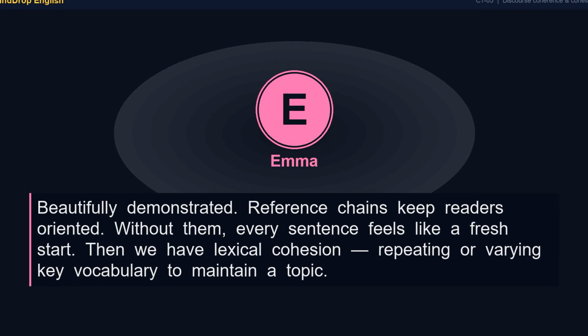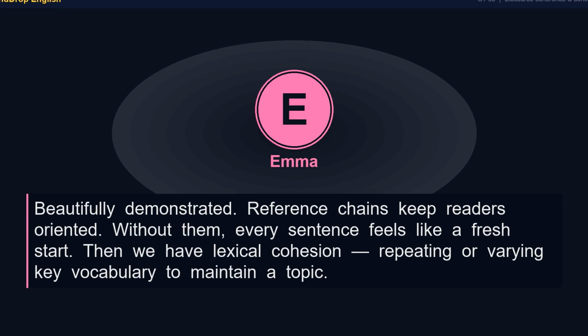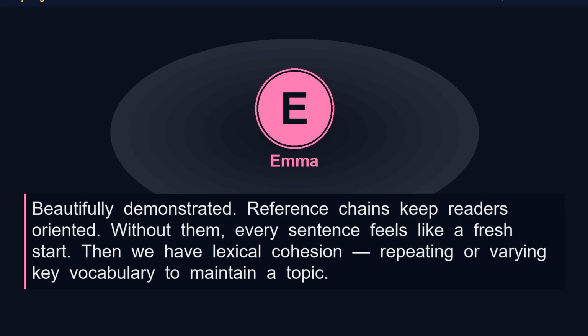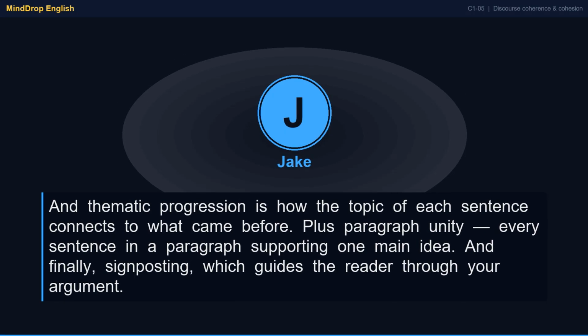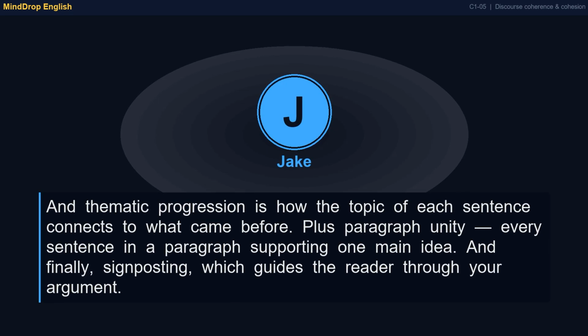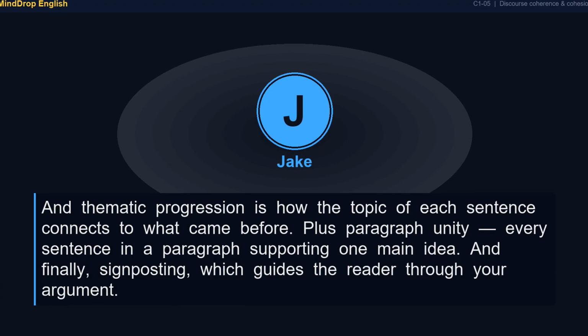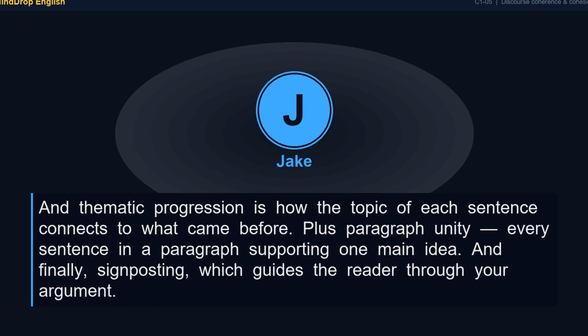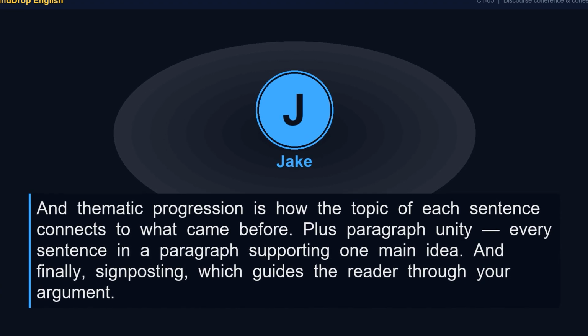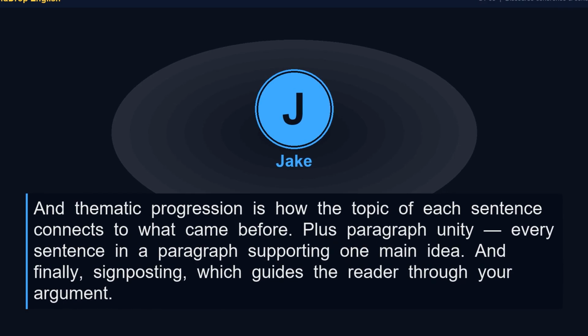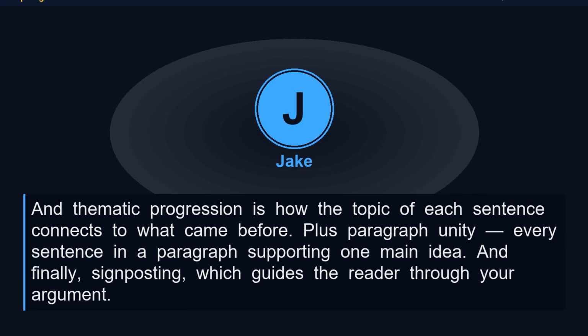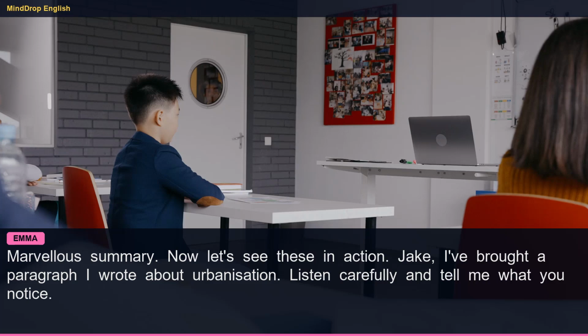Then we have lexical cohesion, repeating or varying key vocabulary to maintain a topic. And thematic progression is how the topic of each sentence connects to what came before. Plus paragraph unity. Every sentence in a paragraph supporting one main idea. And finally, signposting, which guides the reader through your argument. Marvelous summary. Now let's see these in action.